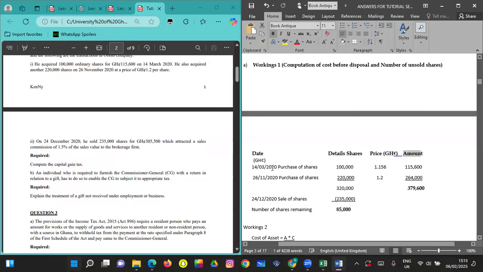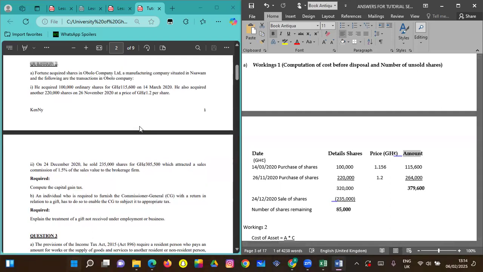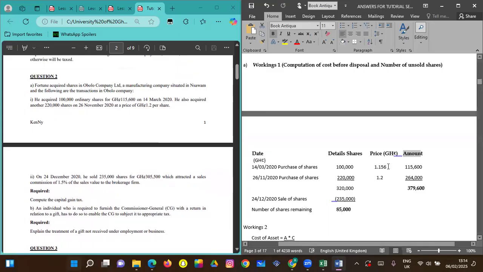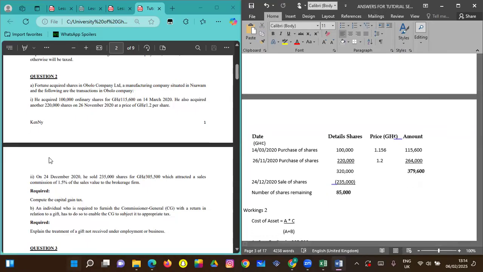First of all, we purchase 100,000 shares for a total of 115,600. When we divide, we get the price per share. And then we purchase again 220,000, and 1.2 was the per share price. When we multiply this, we get the amount. So in total, we have 320,000 shares for 379,000 as the total cost. Now, we sold 235,000 for 305,500, right?